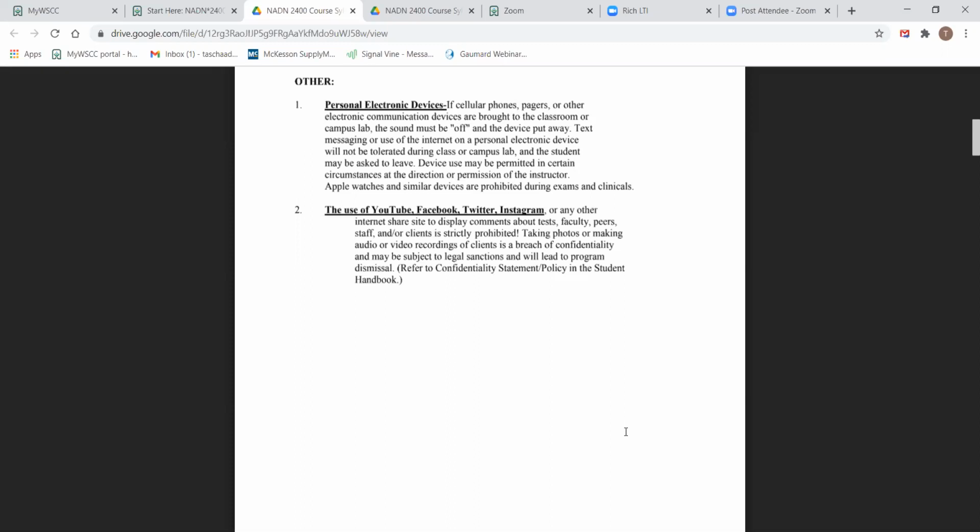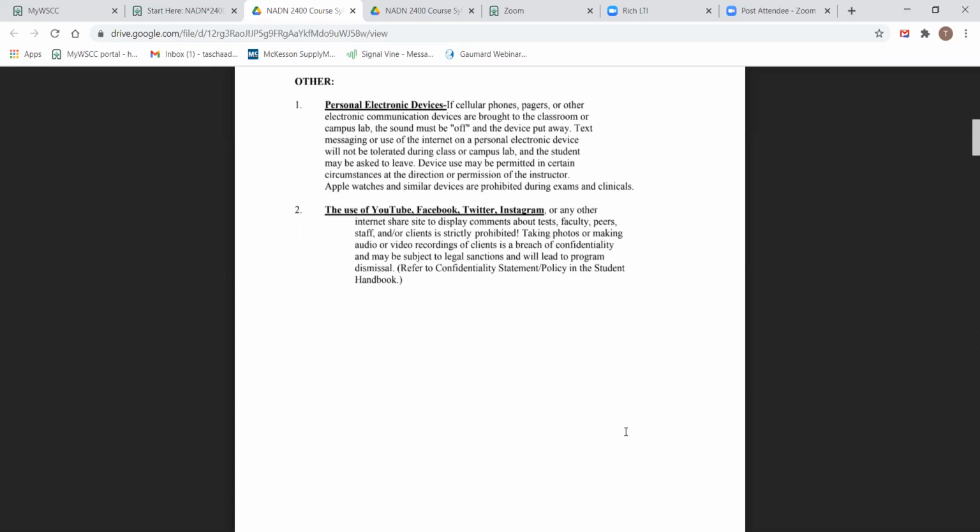The use of YouTube, Facebook, Twitter, and Instagram, or any kind of internet share site to display comments about tests, faculty, peers, staff, and or clients is strictly prohibited. This is about professionalism. If you have an issue, you need to take it to the person you have an issue with. We use the chain of command.